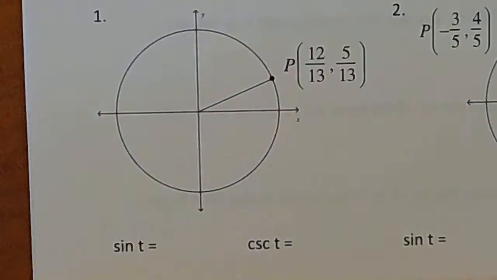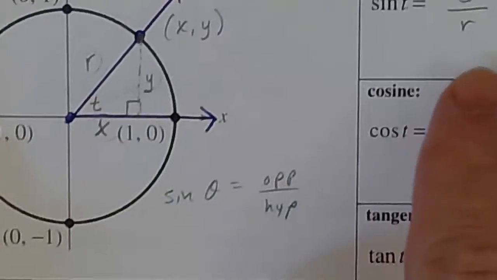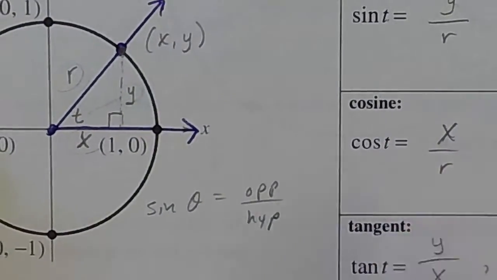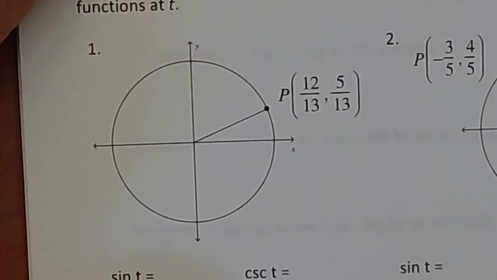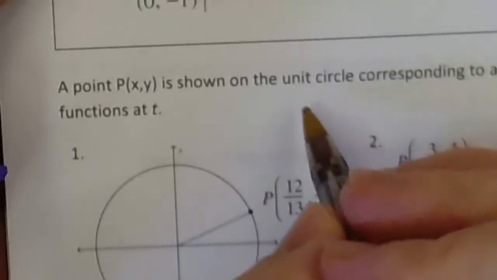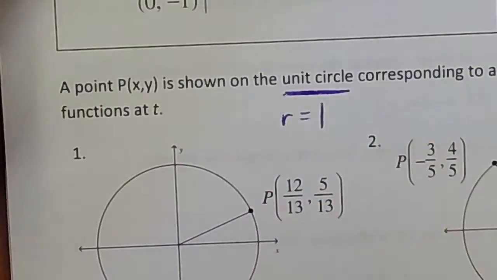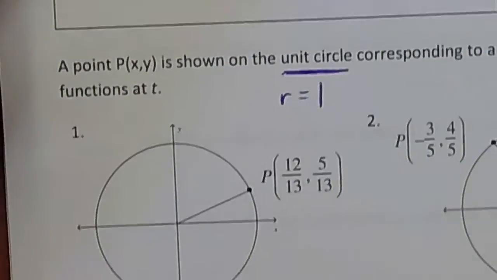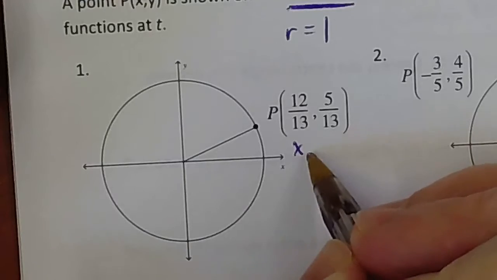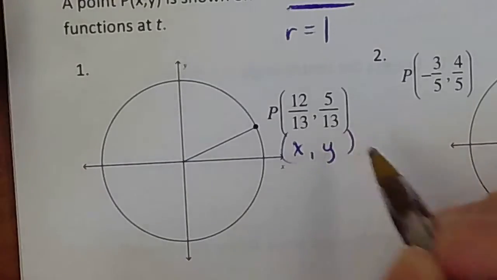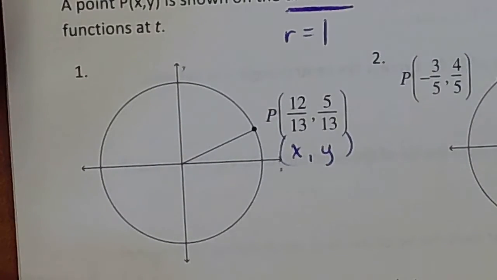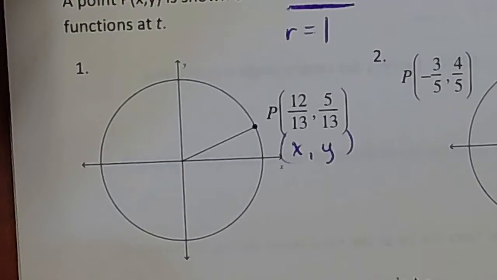All we need is 3 things. We need the x-coordinate, we need the y-coordinate, and we need the radius. Do we have all those things? Yes, we do. It told us this is the unit circle. So immediately we need to realize that the radius is 1. This is the x value, this is the y value. We have everything we need to go ahead and answer the question now. Now it's just a matter of doing the algebra and the math for it.